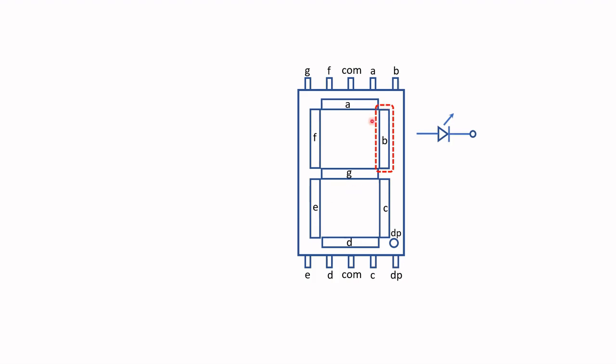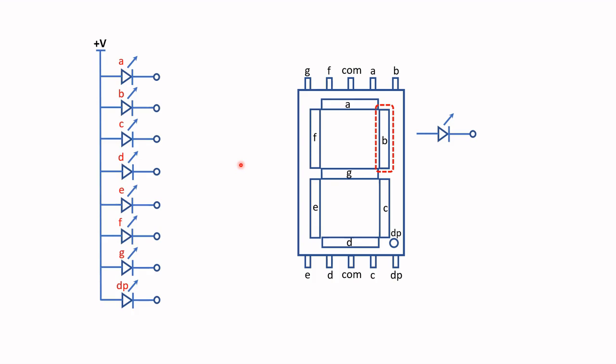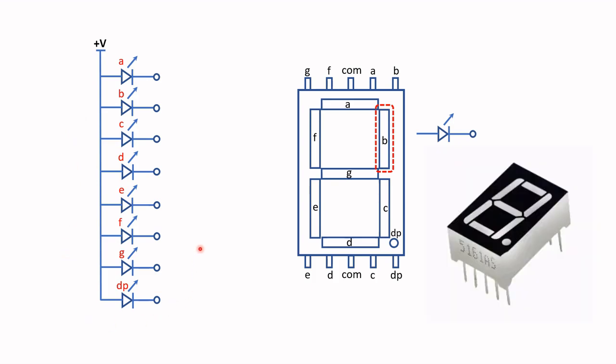Each segment is actually an LED. So a 7-segment display is actually made up of a group of LEDs connected together either at the anode or cathode. We'll come to this connection in more detail in a few moments. And here is an example of an actual 7-segment display.